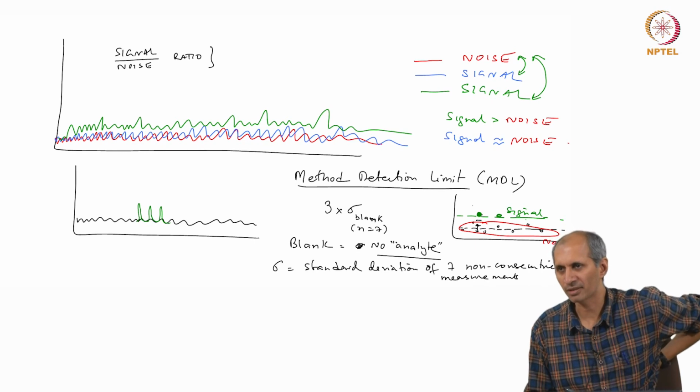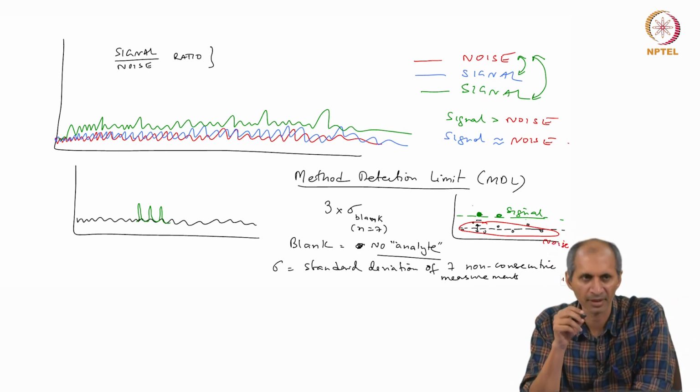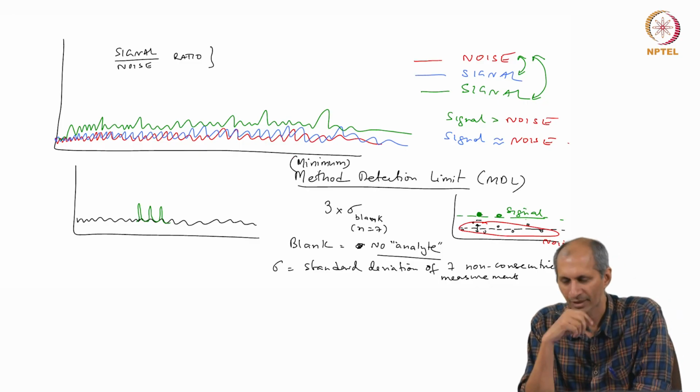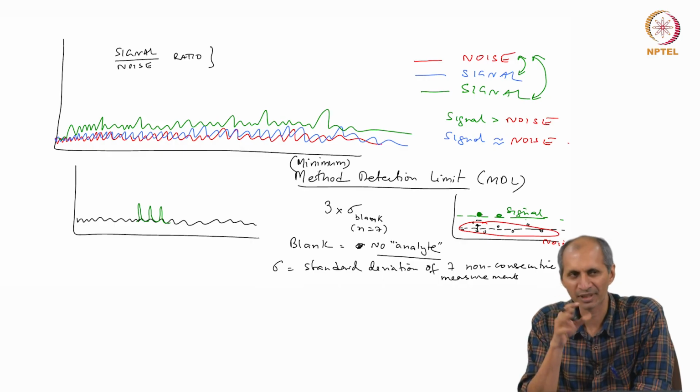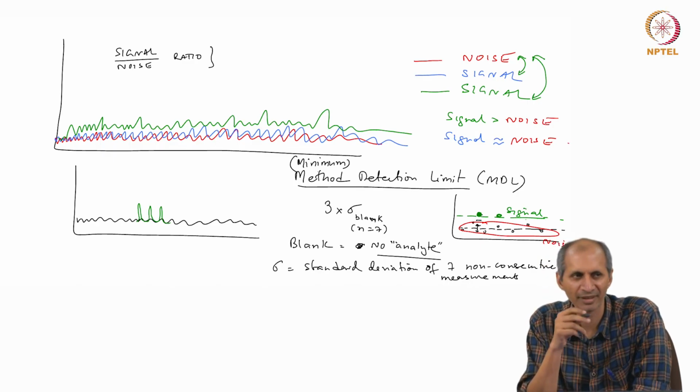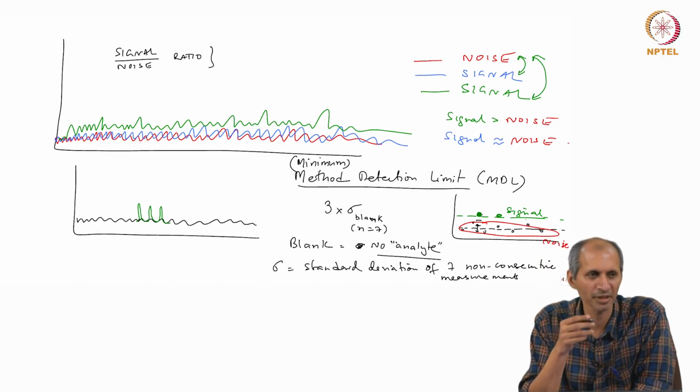Whenever you set out to do an analysis method, the first information you need to know is the minimum detection limit, or method detection limit. You can use both of these, but strictly speaking it is the method detection limit, because minimum does not mean anything. It is a very vaguely defined term. Method detection limit is more specific.